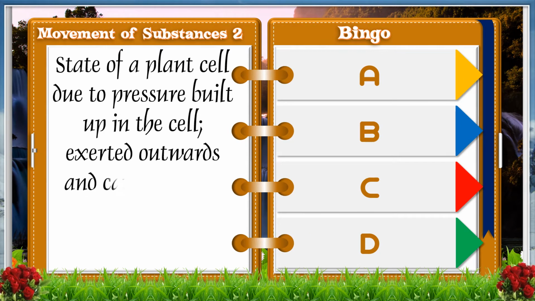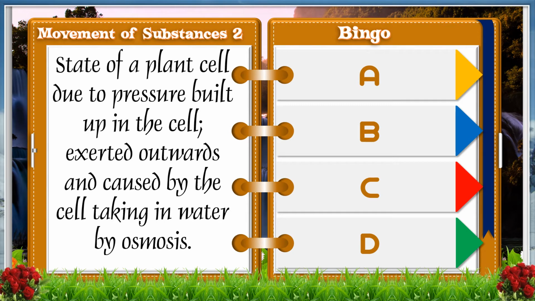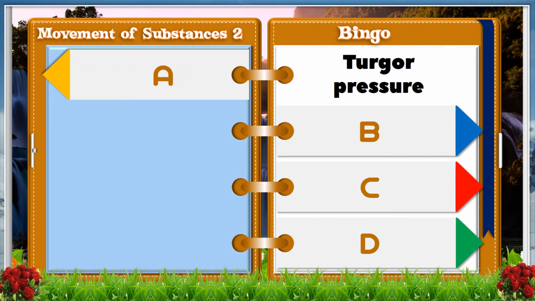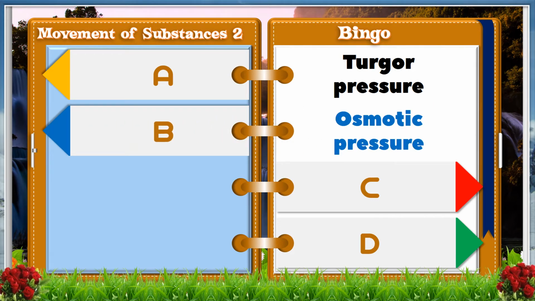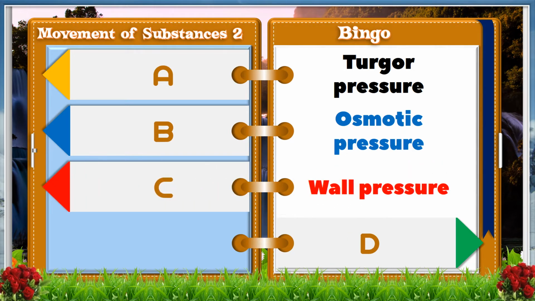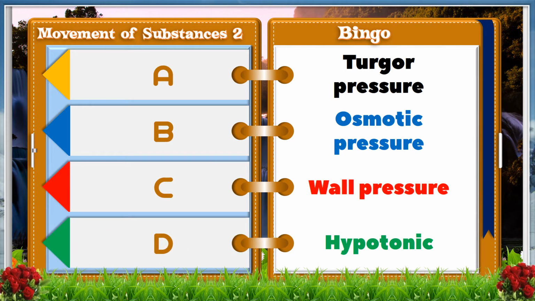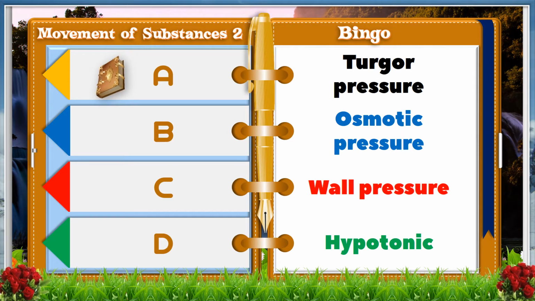State of a plant cell due to pressure built up in the cell, exerted outwards and caused by cell taking in water by osmosis. A. Tag pressure. B. Osmotic pressure. C. Wall pressure. D. Hypertonic. And the answer is A. Tag pressure.